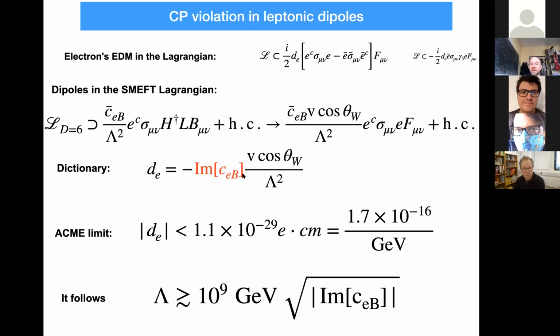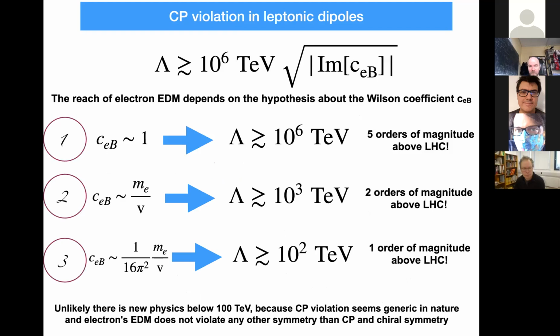So I can make a bound on the scale suppressing this dimension 6 operator, and the scale is 10 to the 9 GeV times the square root of the imaginary part of the Wilson coefficient. So what does it mean? It means something very exciting, because now I just switch from GeV to TeV, which is more of an LHC mindset.